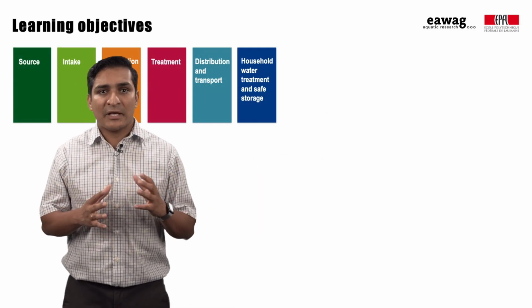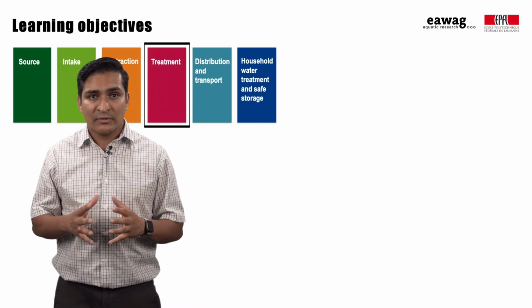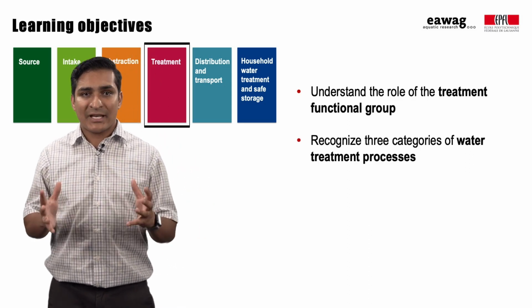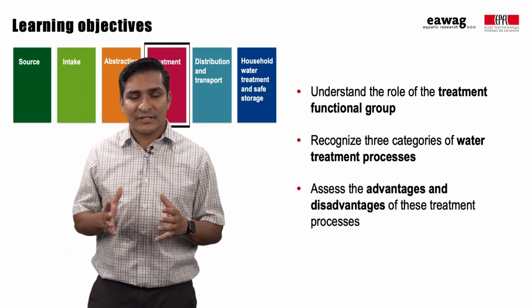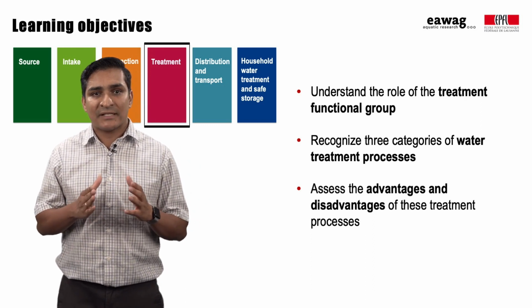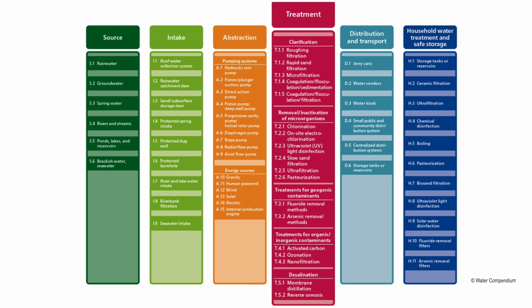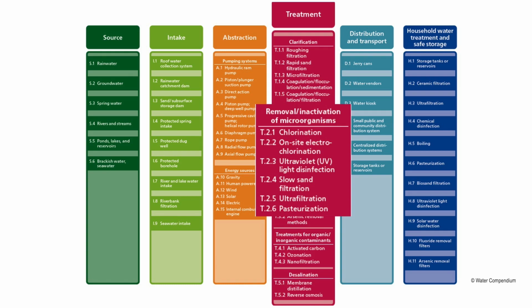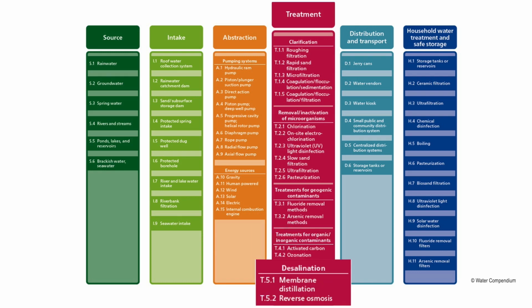Treatment technologies make up the fourth functional group of a full water supply system. After this module, you'll understand the role of this functional group, recognize the three categories of treatment processes, and be able to assess the advantages and disadvantages of some of these technologies. These processes can be grouped into technologies that clarify the water, remove or inactivate microorganisms, treat geogenic, organic, and inorganic contaminants, and/or desalinate the water.